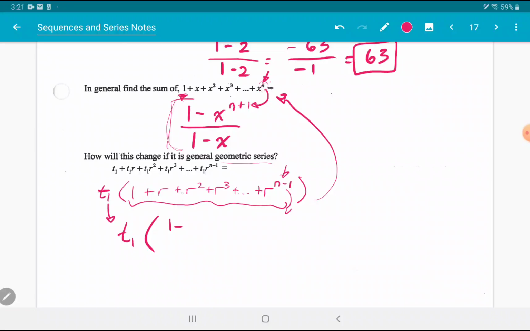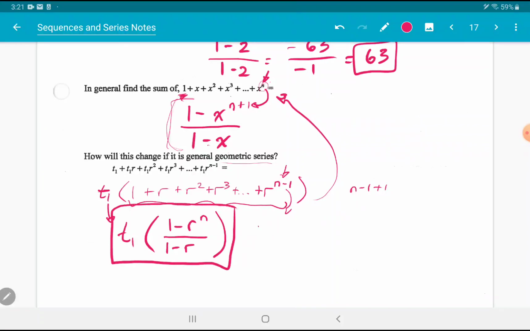We take that power, raise it 1. Well, we have the r value, the common ratio, to the power of, let's raise n minus 1 up. N minus 1 raised 1 is going to give us to the power of n, all over 1 minus our x value, or in this case, the r value. There we go. This right here is the formula for what we call the sum of a geometric series. Okay? So this is the sum of a geometric series.